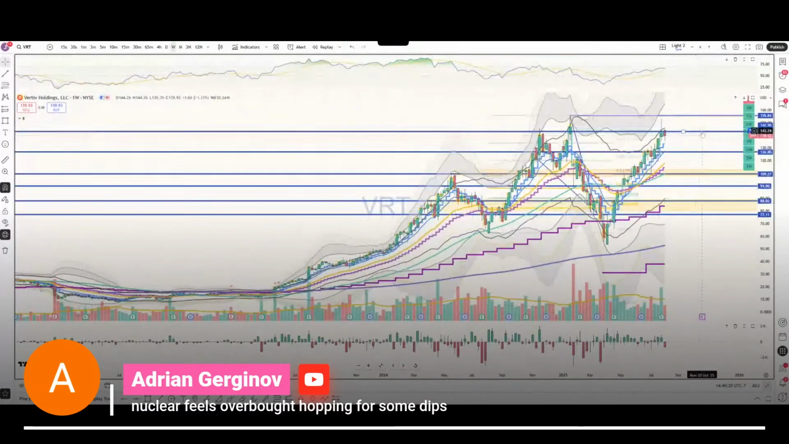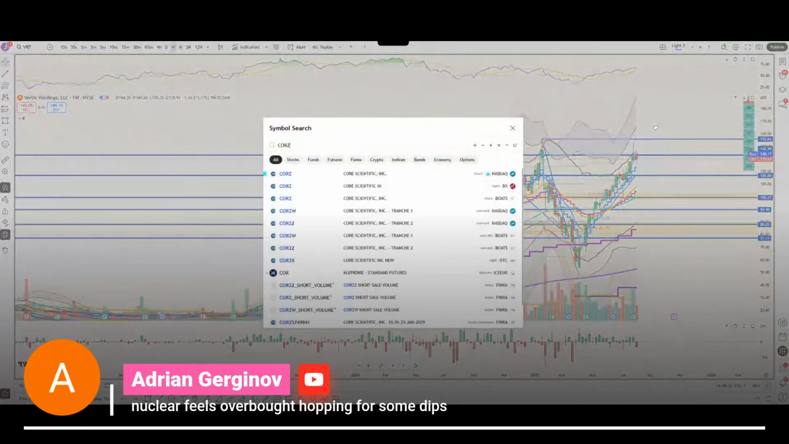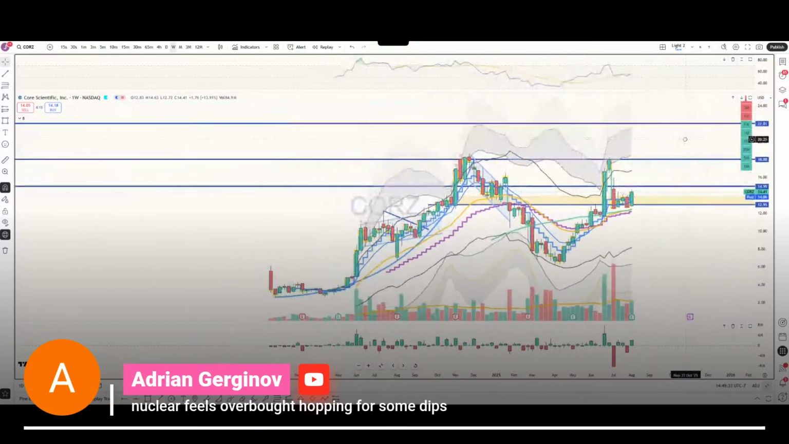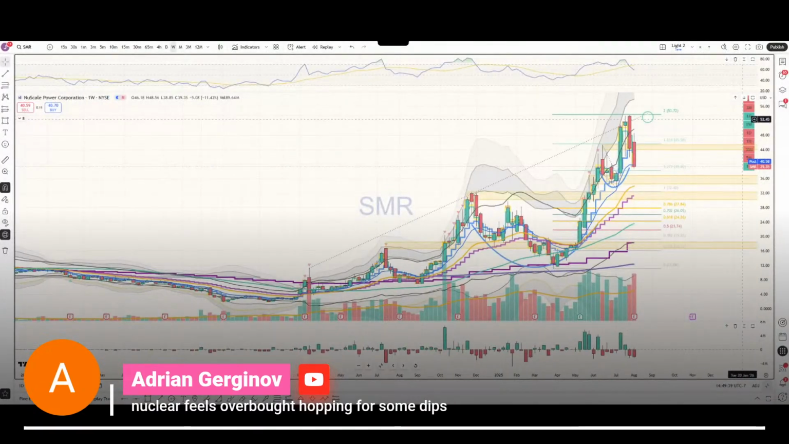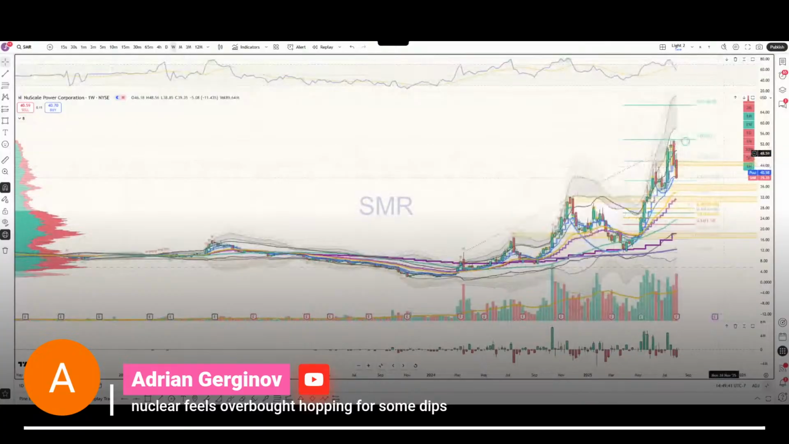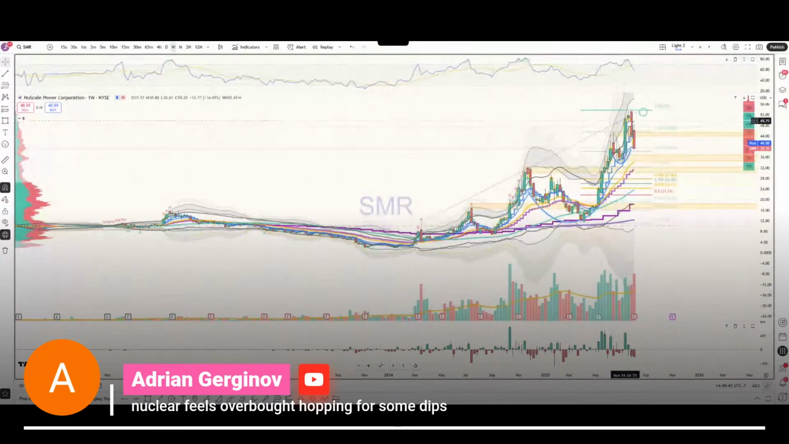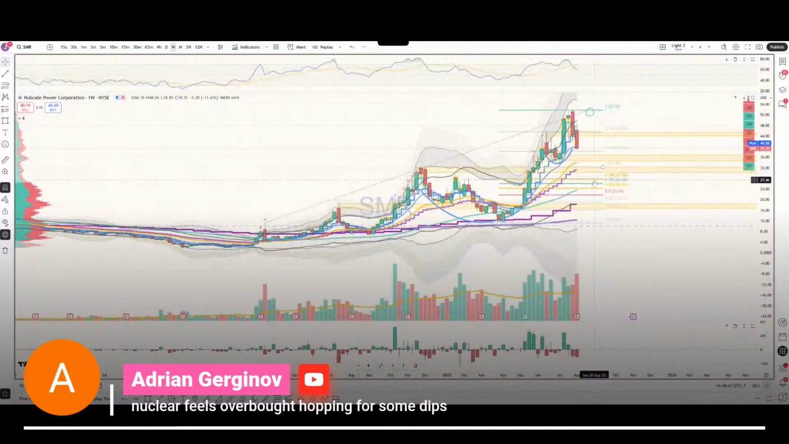What's VRT doing? Yeah, all the data center names look strong enough to me. I think there's still plenty of room in the space. Nuclear energy, data center, all that kind of stuff. Man, this name loves hitting these upward trend lines and then just dying. So interesting. Okay, yeah, no, I'm with you.